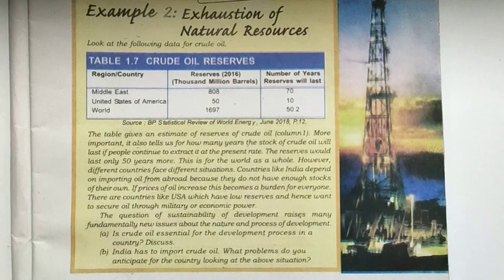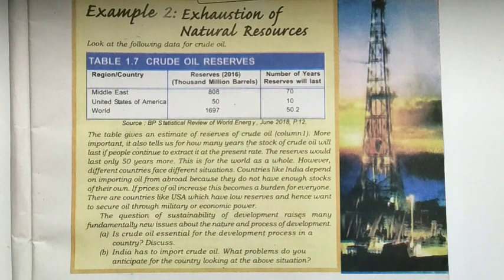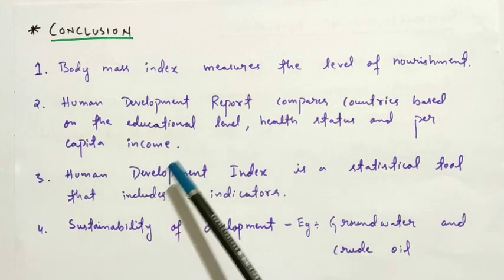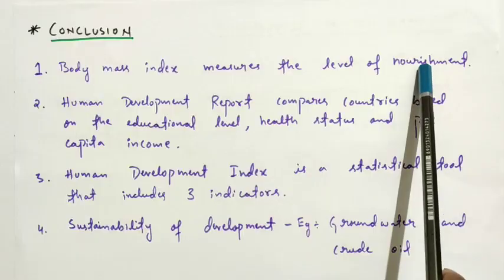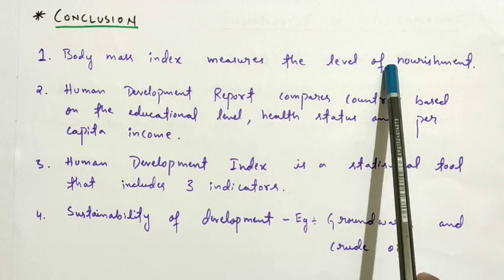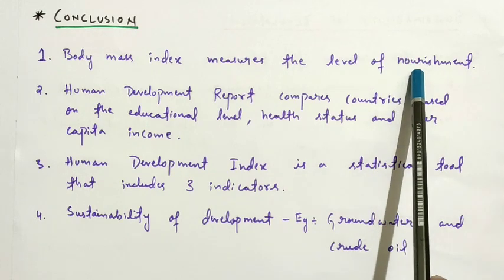Now, as we have seen that there are many aspects of development, so to bring development, one must look at many factors and take measures. Now, let's recall what we have studied in today's class. First, we have seen what body mass index is. Body mass index measures the level of nourishment, whether a person is malnourished, that is undernourished, or is normal, or whether they are overweight.